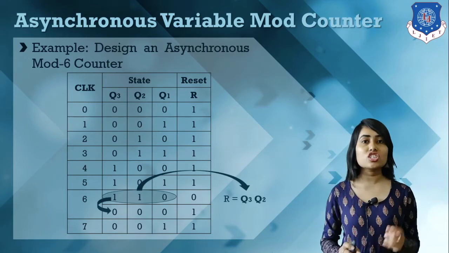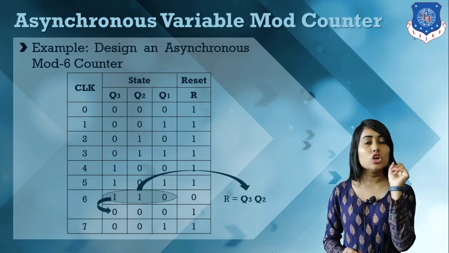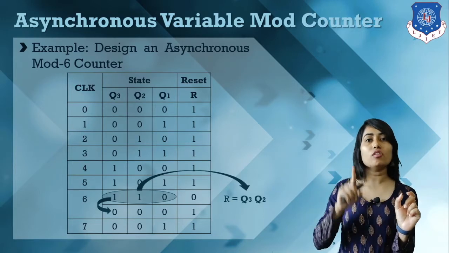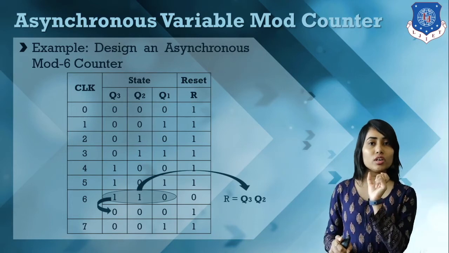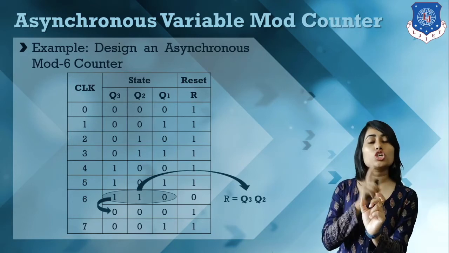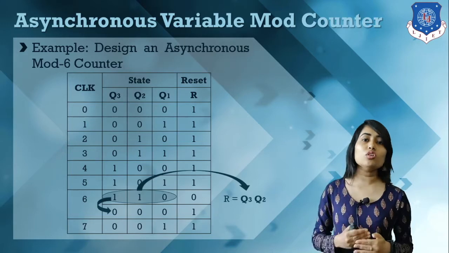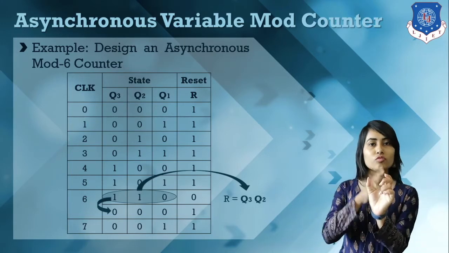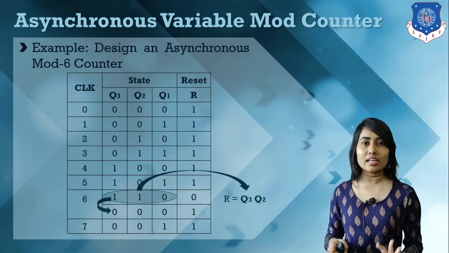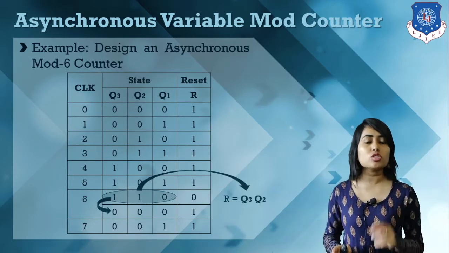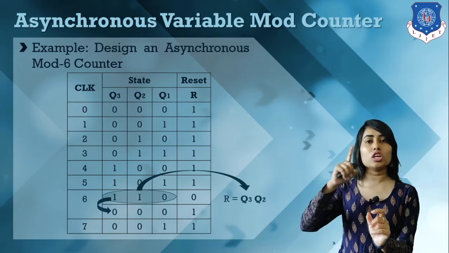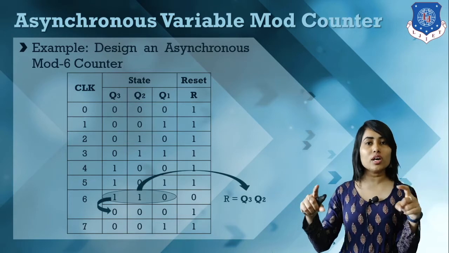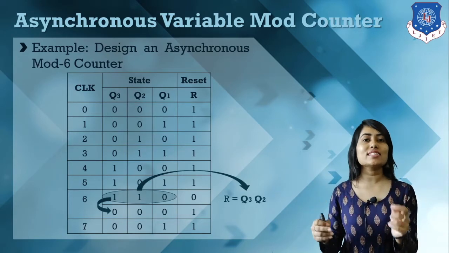To reset, we have to check for the conditions. Now here we have a mod 6 counter, so for 6 we have 110. The equation for reset is Q3 into Q2. Now for example, if we have a mod 9 counter, 9 means 1001. For a mod 9 counter we have to use 4 flip-flops, so here we have Q4, Q3, Q2, Q1. So Q4 and Q1 equal to 1, or we can consider total conditions like 110.